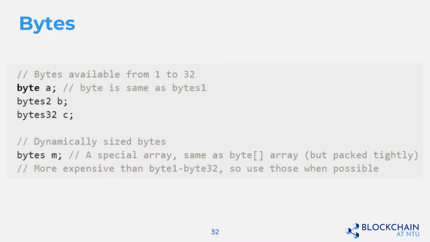But sometimes when you have input data coming in, you don't know how long the input data is, and you want the array to be dynamically sized. So you can just use bytes, without any numbers. It'll be a dynamically sized array, and it's slightly more expensive. So if you already know the size of your input that's coming in, you can just use bytes1 or bytes32. But if you're unsure of the length coming in, you can just use bytes.